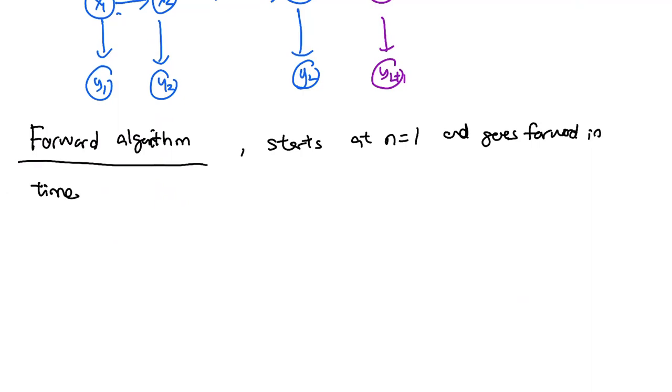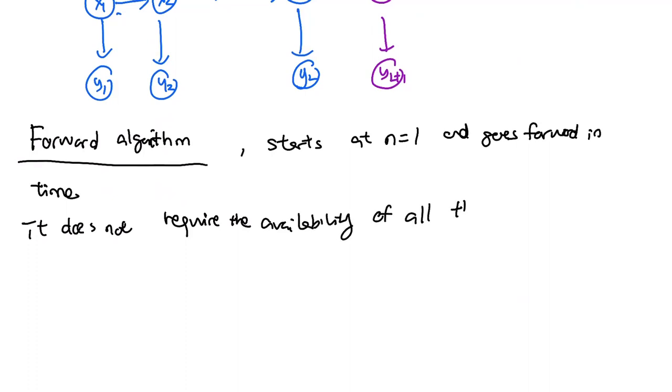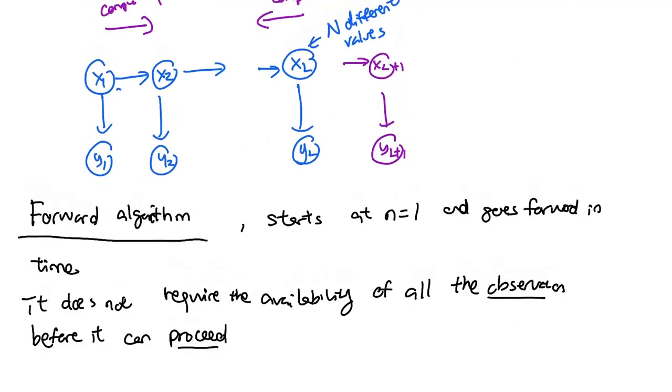And the thing about the forward algorithm is that it does not require the availability of all the observations before you can proceed. So you can still keep going. The observations can keep growing.